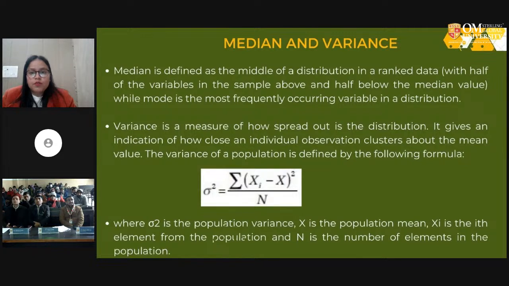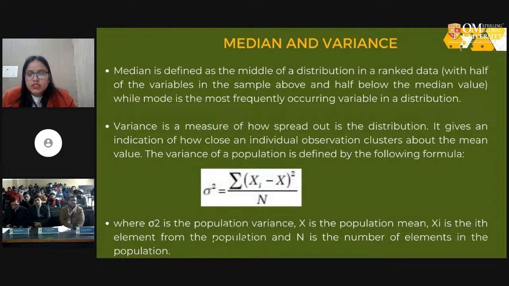Then we have the concept of median. We know the median is the middle of a distribution. The median is based on ranked data. The whole data will be ranked, and the median will divide that ranked data into two halves, one half where the values in the sample are above the median value, and the other below it.